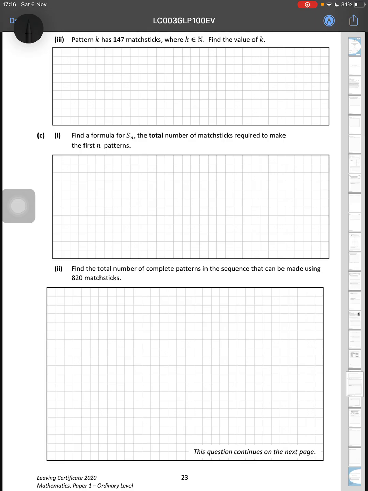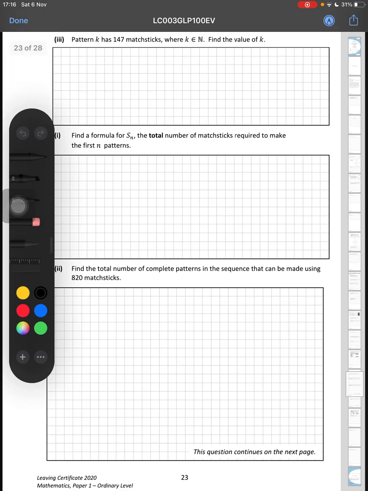Okay, so part C says, find a formula for S of n, the total number of matchsticks required to make the first n patterns. So it gives us a nice hint here when it says S of n, that we're using series, we're adding up each term, whereas before we were using the T of n formula. So we can go to our log tables on page 22 and write this formula down. So S of n is equal to n over 2 times 2a plus n minus 1 times d.